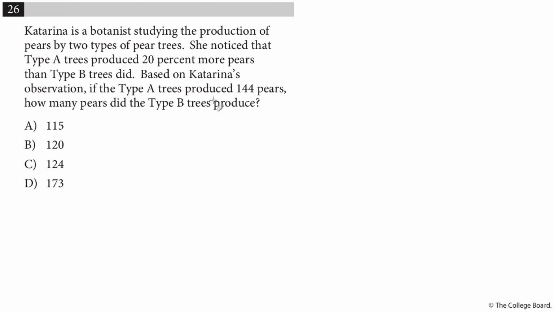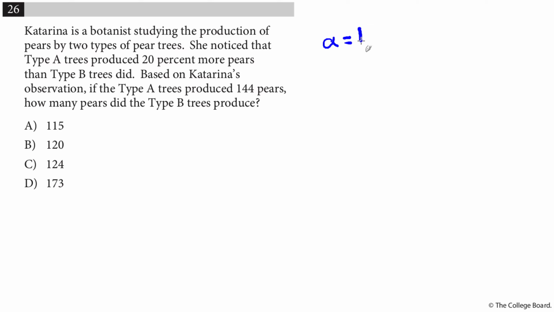Okay, so this one, there's a lot of stuff going on here. It's a very easy problem to do computationally, but it's also very easy to mess up. Basically, are you going up or going down is what the problem's going to be. So it says type A trees produce 20% more pears than type B trees. I would recommend writing an equation saying, okay, type A produced 20% more.